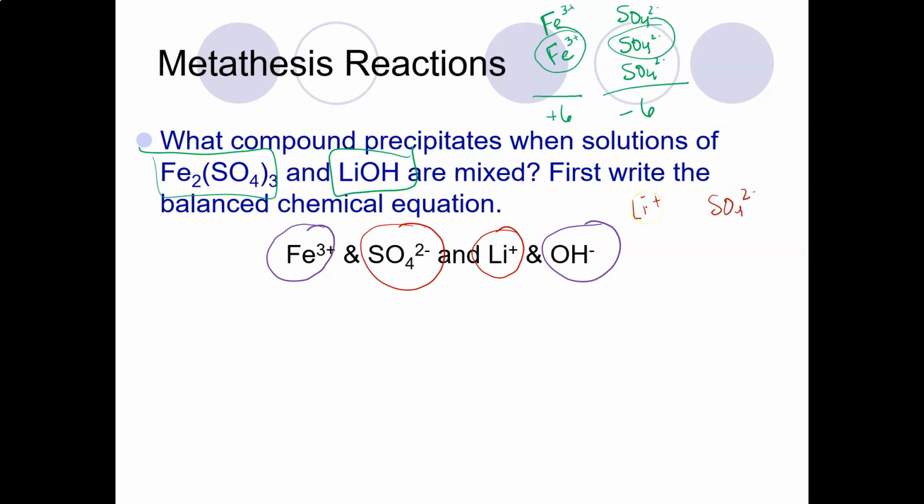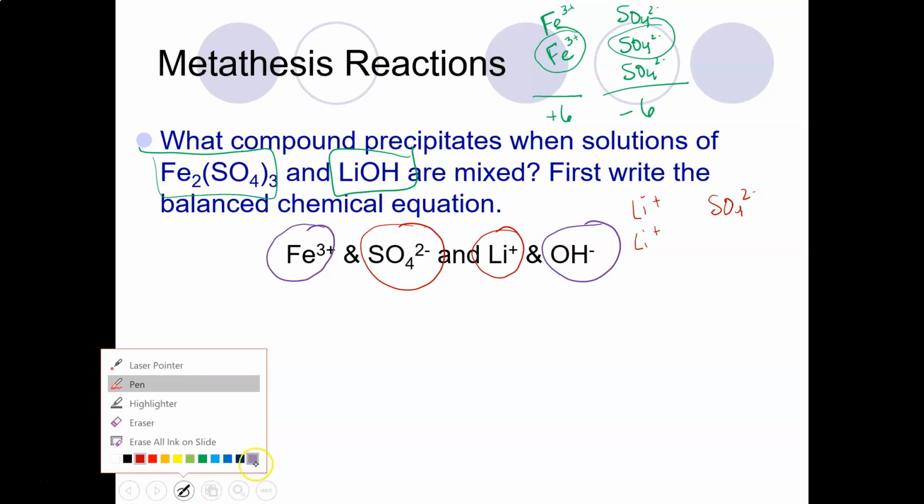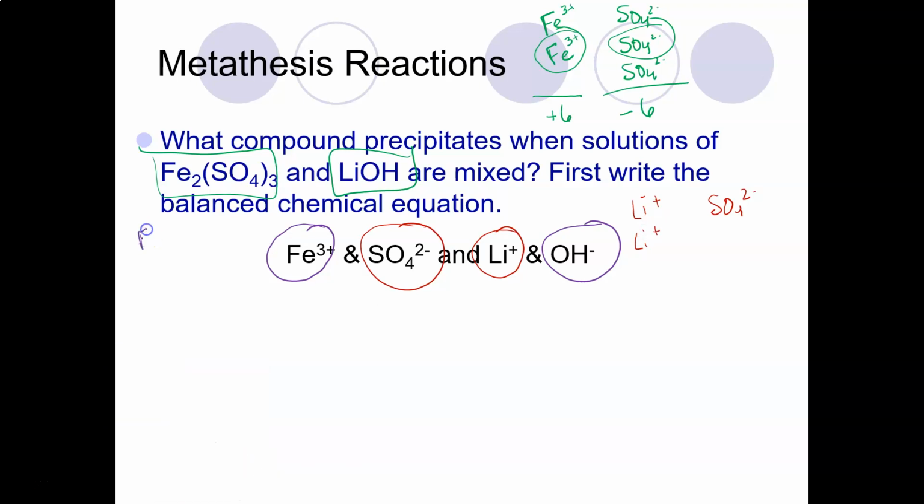I have 1 positive charge and 2 negative charges. Well, that's not going to cancel. So it's going to take 2 lithiums and 1 sulfate to make that happen. And then for my other compound, I'm going to be putting iron 3 ion with hydroxide. Right now I have 3 positive charges and only 1 negative charge. So it's going to take more hydroxides.